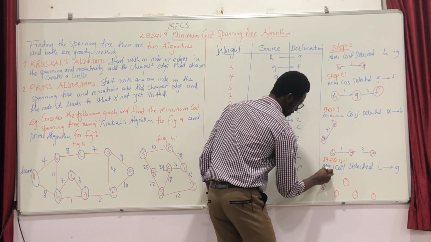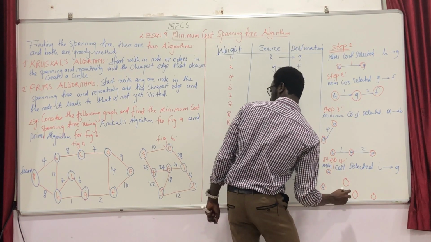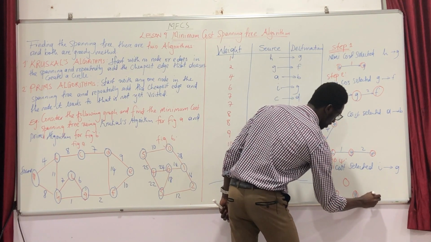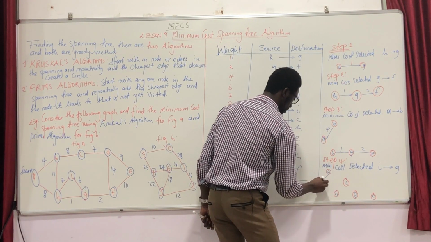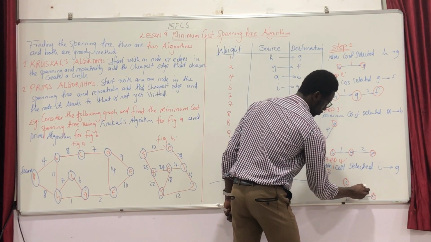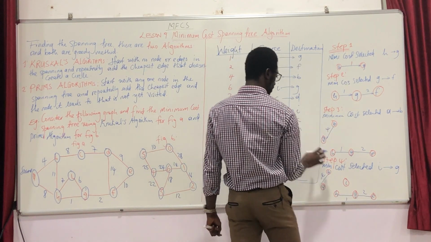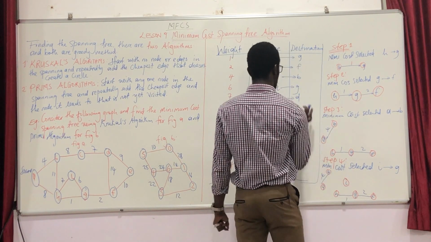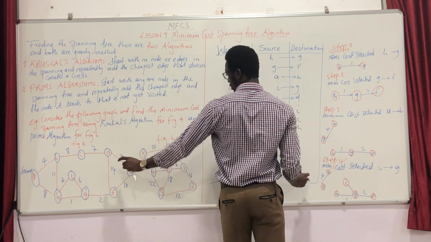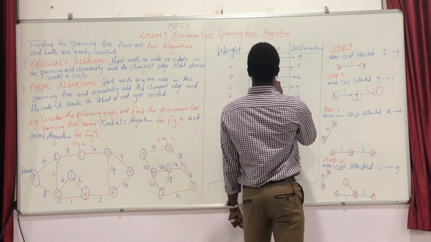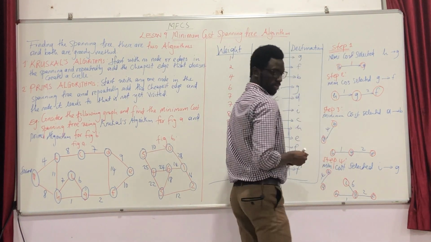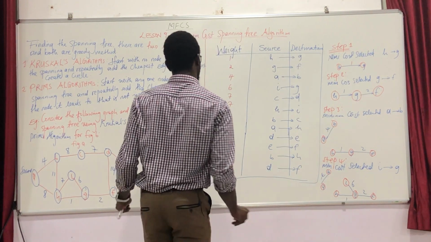So we select A, B, and we have H, G, F, and I. So we join this, which is 4. Then this is 1. This is 2. H to G here. I to G selected, which is here. I to G is 6. I to G is 6 here.